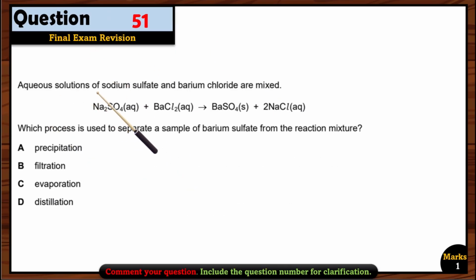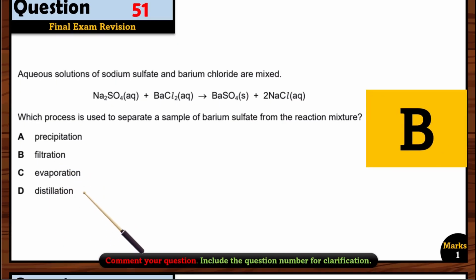Let's see question 51. Aqueous solution of sodium sulfate and barium chloride are mixed. Which process is used to separate a sample of barium sulfate from the reaction mixture? Okay, see, barium sulfate is solid. It means it is a precipitate, insoluble salt. So for insoluble salt, of course, when you have to separate it, it is a simple method, that is filtration method. We can just filter it and then we can do the evaporation and drying, whatever, okay, washing and then evaporation. So filtration is the right option here, that is B.